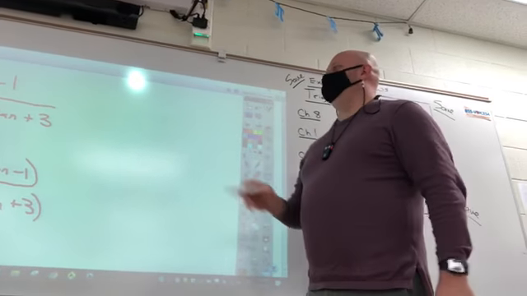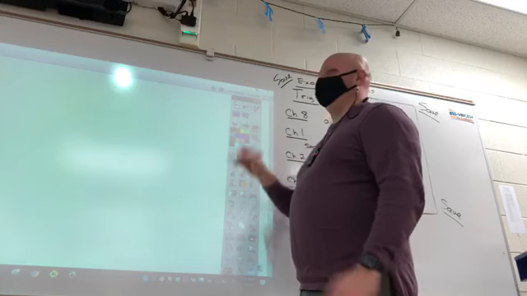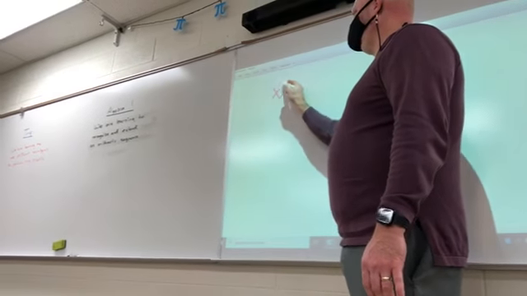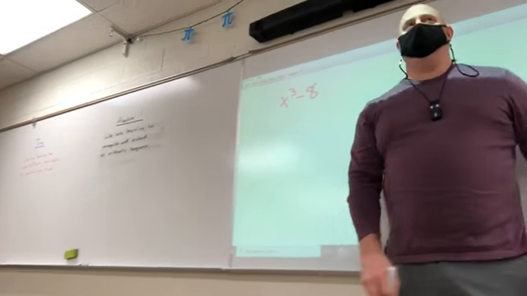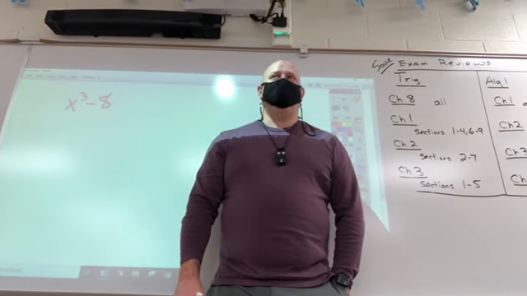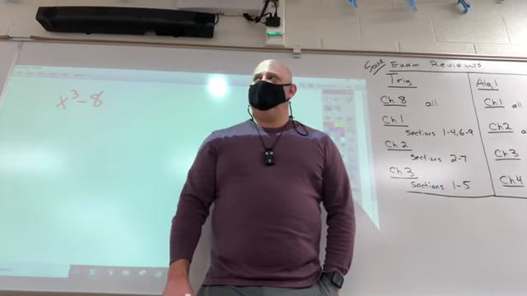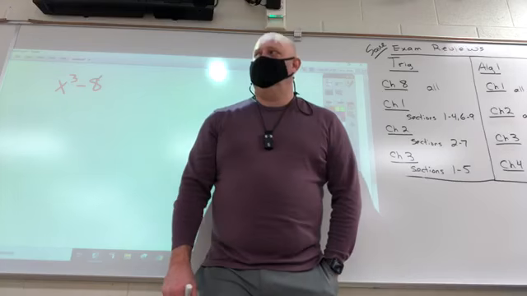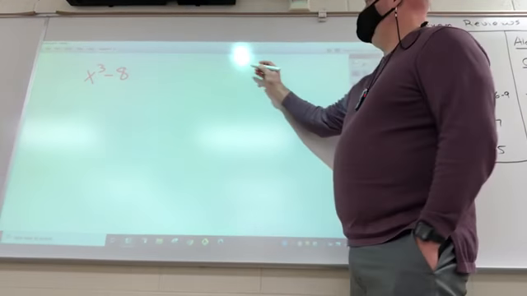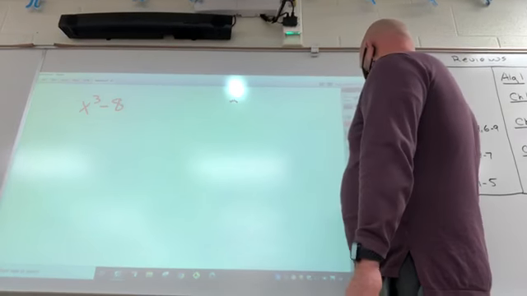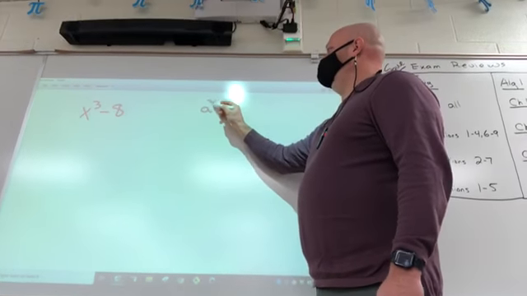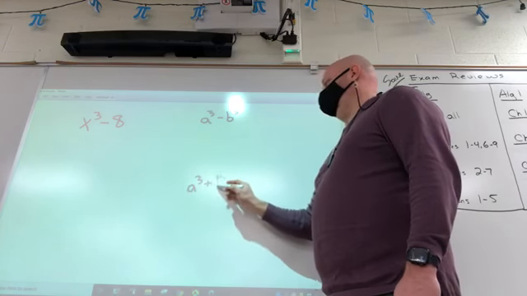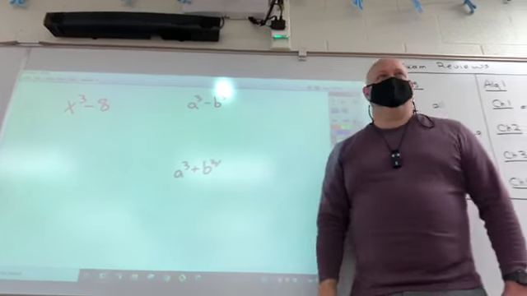Now, there's a type of factoring that I'm really curious to see how good you guys are at. Do you remember how to factor x cubed minus 8? A difference of two cubes. Anybody remember how to do this? There's a rule for both the difference of cubes and the sum of cubes. Anybody remember doing this? No?